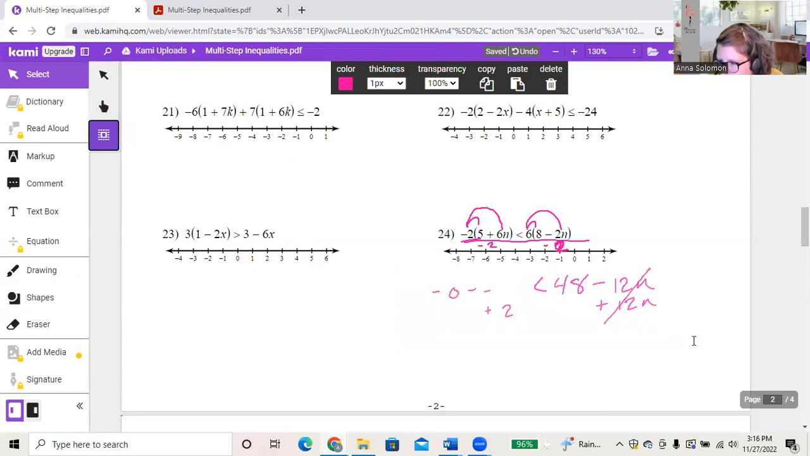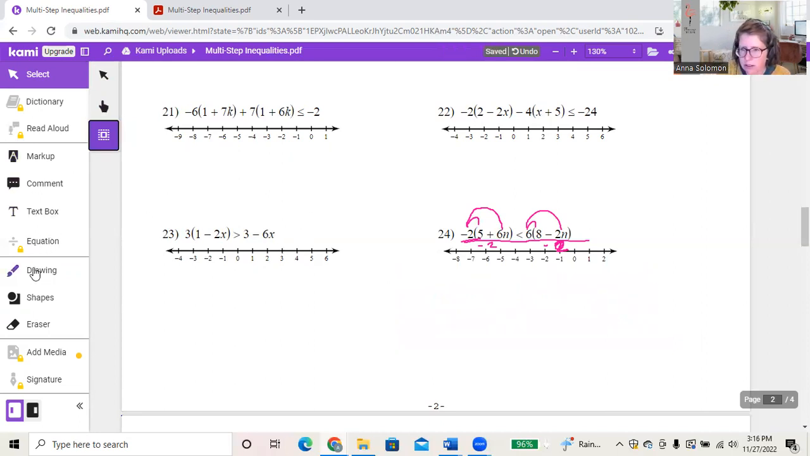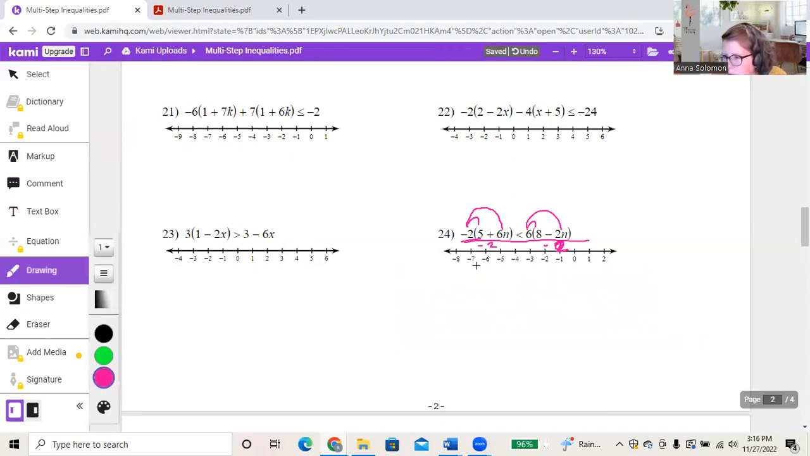This is why I love these worksheets, because they do things that I was never going to think of. So, all right, -2 means that cancels out. So I'm going to end up with 5 plus 6n is greater, or is less than 6 divided by -2 is -3, 8 minus 2n.